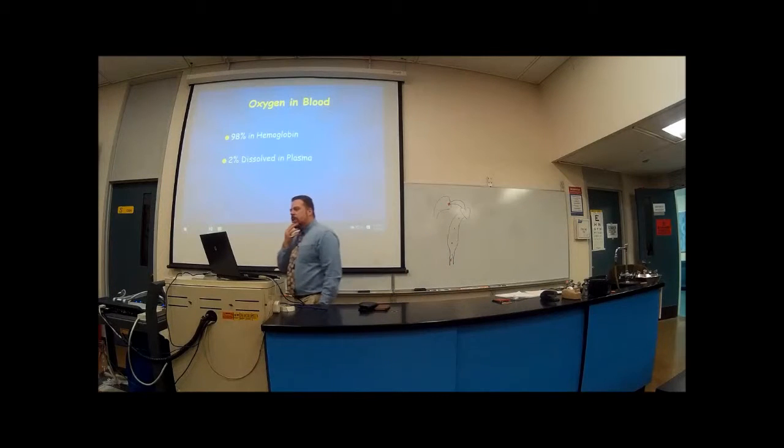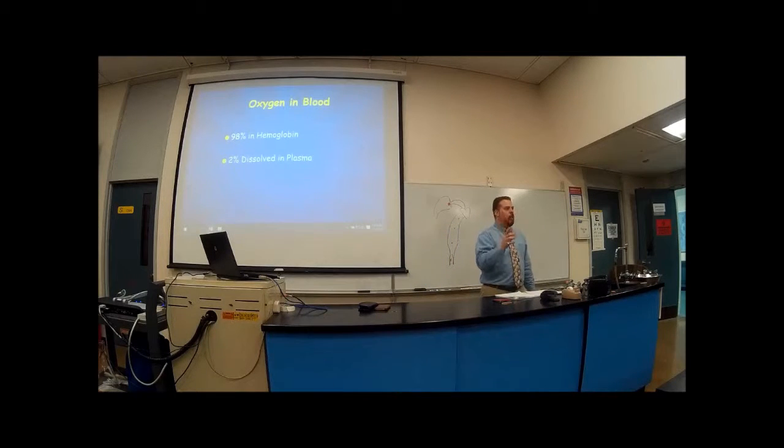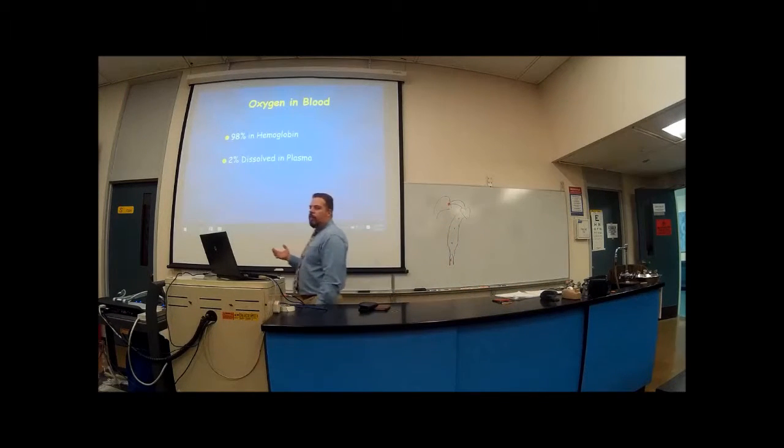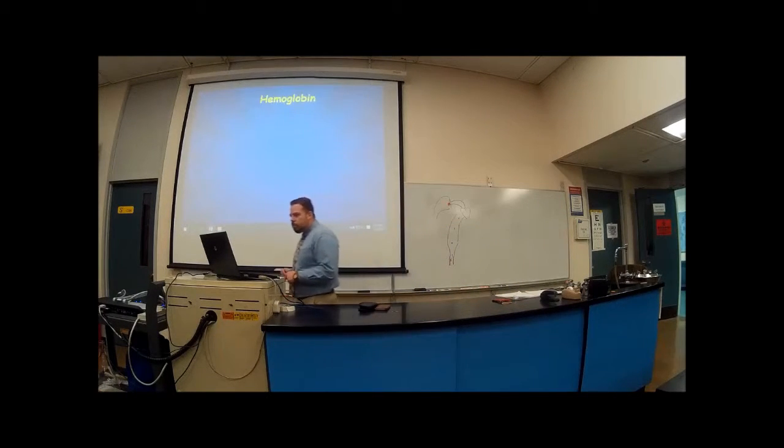Well, 98% of it is going to be bound to hemoglobin, right? 4 molecules of oxygen go on 1 molecule of hemoglobin, and your red blood cells are loaded with hemoglobin. 2% is dissolved in plasma. There isn't much. Like I said before, oxygen is only 1/20th able to dissolve in water when you compare it to carbon dioxide. So you don't expect a lot to be in the plasma itself. Most of it will be bound in the red blood cells on hemoglobin.